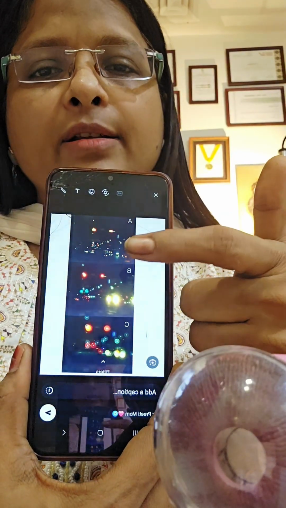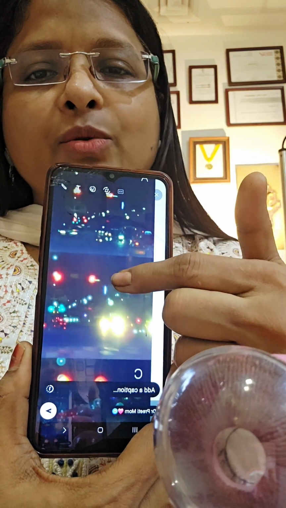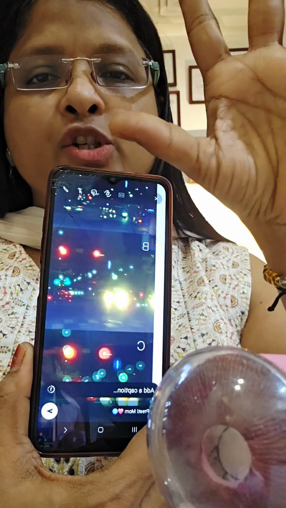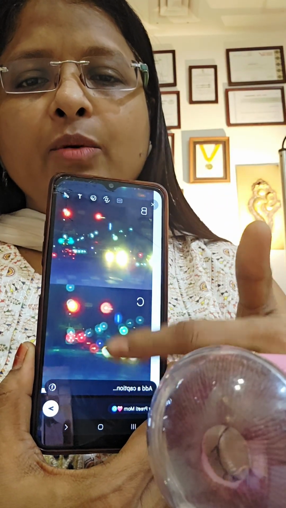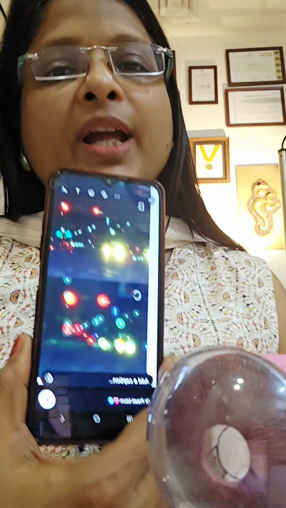You can see either a light around the light, that is known as halo, or you can see a completely distorted light image, or you can see rings around the lights. So these are the optical side effects that you may get after putting on multifocal lenses.